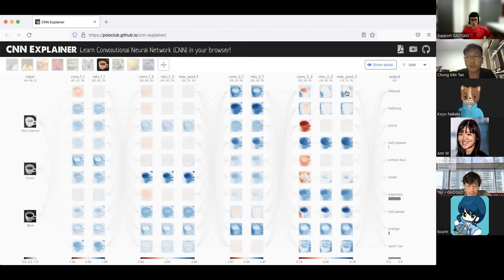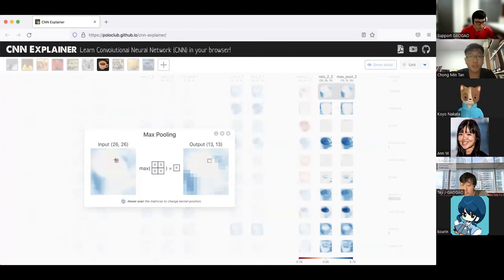Then when we do a max pool, you can see that from 26 we reduce to 13 by 13. Why? Because the same thing again: you take 4 pixels like that, 2 by 2, and you reduce to 1 by 1.